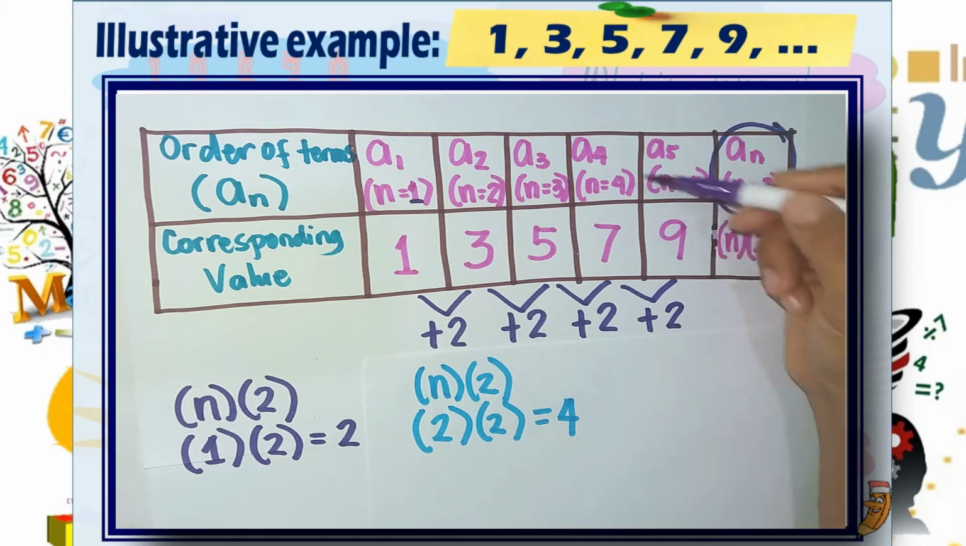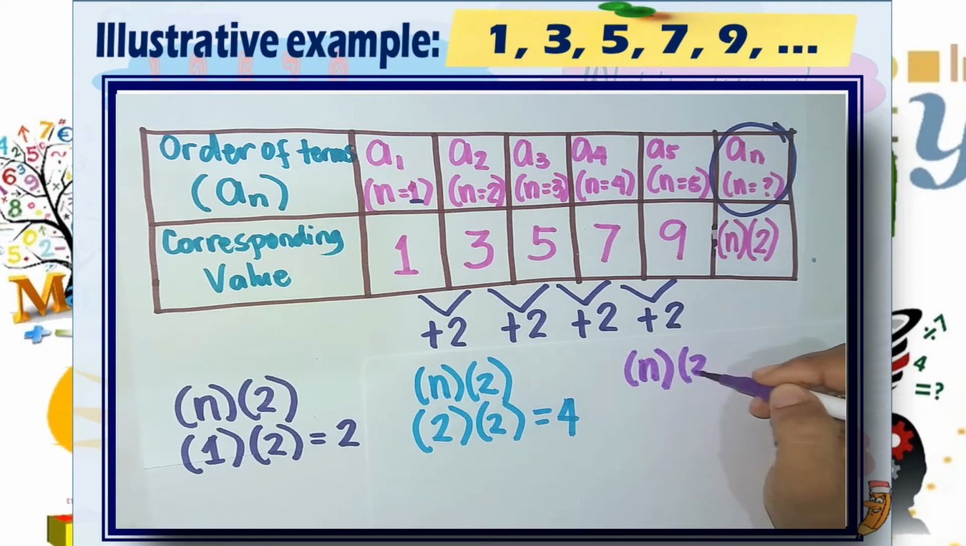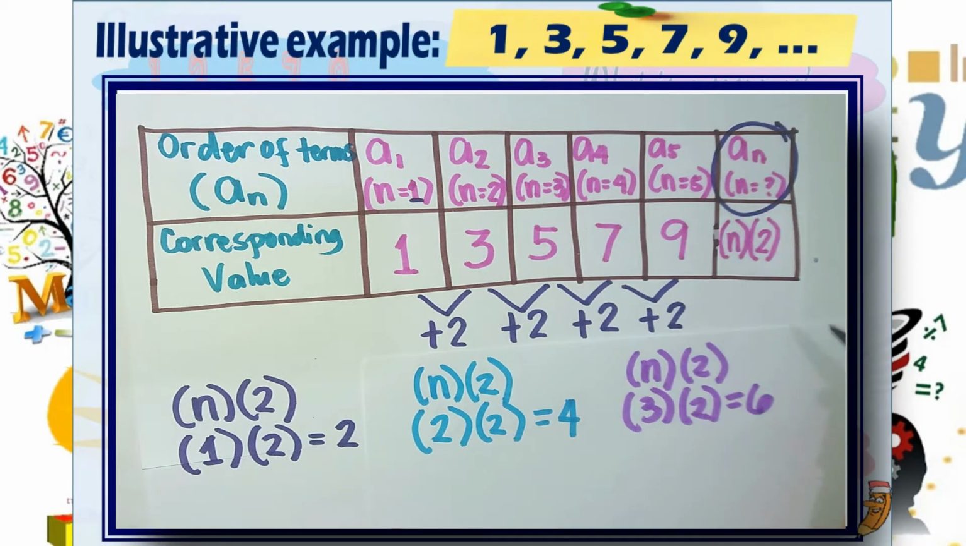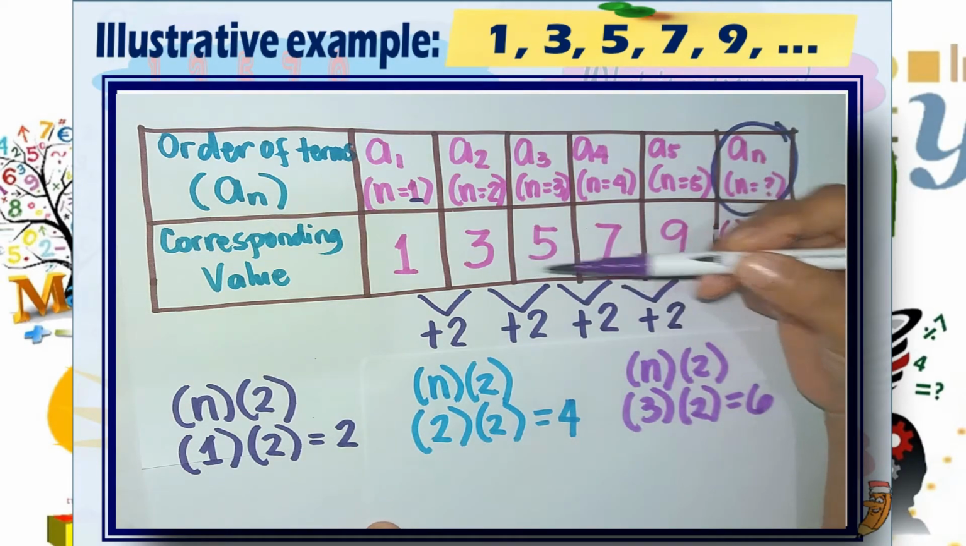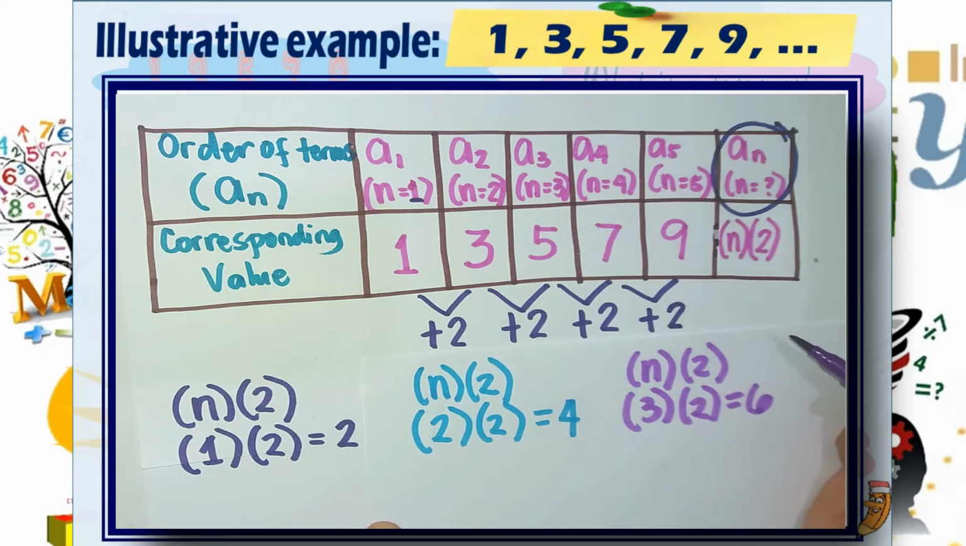For the third term, n is 3. N times 2, where n is 3, times 2, the answer is 6. But we need 5, not 6. What will you do? If we use the generated formula, we get 2 instead of 1. We get 4 instead of 3. We get 6 instead of 5. This means that the formula needs a little adjustment.